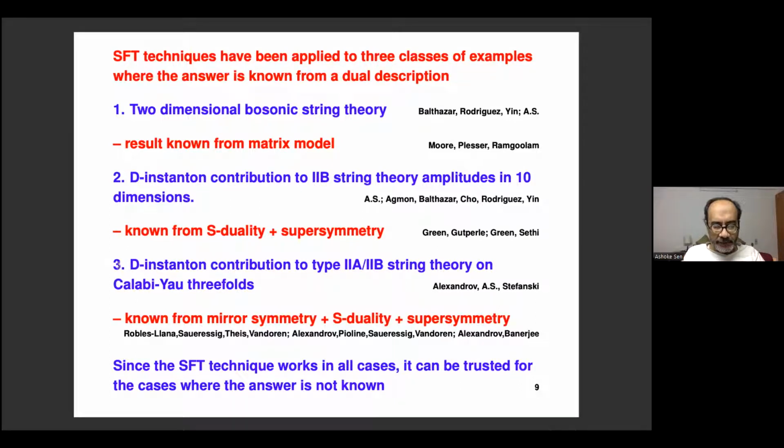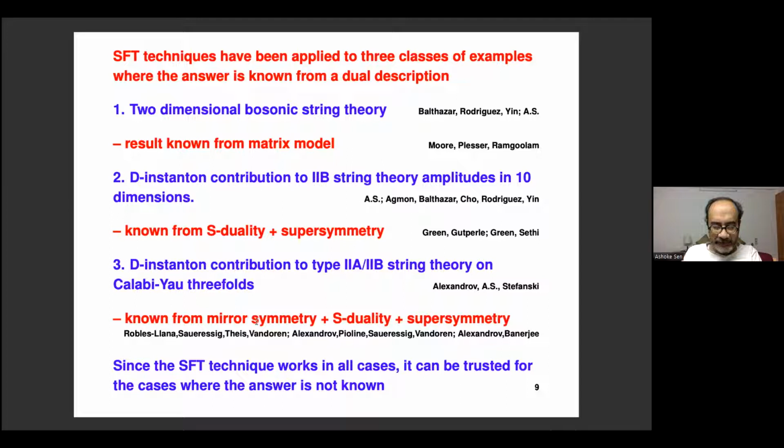The third class of examples where this has been applied are D-instanton contributions to type IIA or type IIB string theory on Calabi-Yau 3-folds. And here the result is known again, not from a dual description, but from the use of duality and mirror symmetry and supersymmetry. So this is much more involved. And this, in fact, is the work done in the last 10 years by various authors.